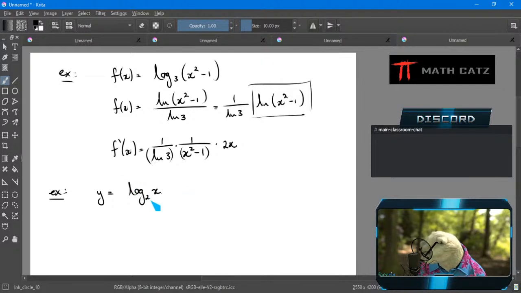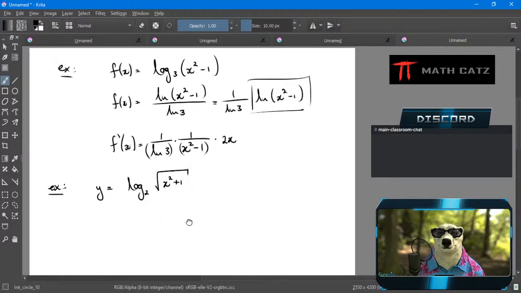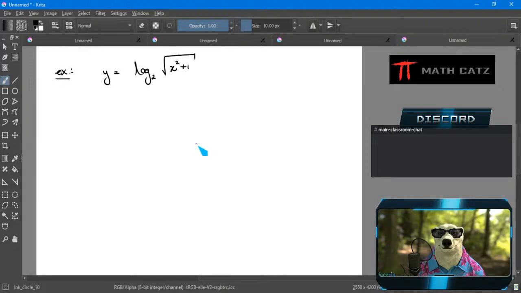I will pick a base. Let's pick base 2, and I'm going to pick the square root of our friend x squared plus 1. Now, I look at this, and I see, okay, it's not base e. I want to change it. And I also see there's a square root here, which I can see as the log of x squared plus 1 to the 1/2.